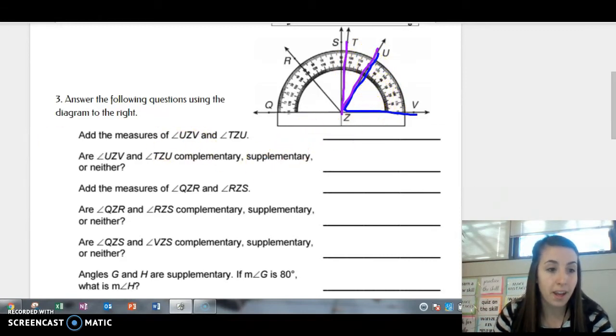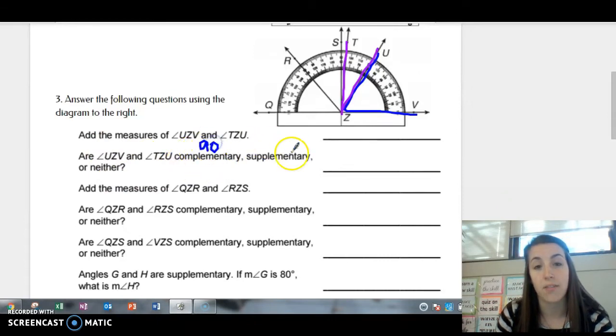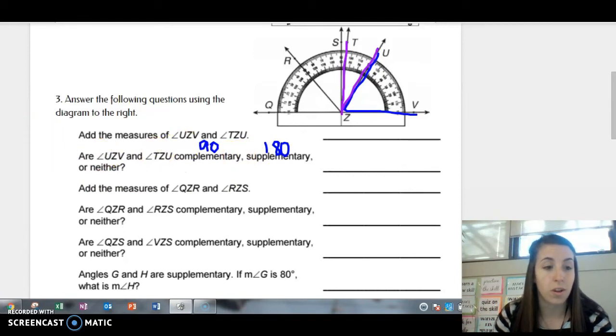Then you are going to add those two measurements together. When you do, it wants to know if they are complementary, which means they add up to equal 90, if they are supplementary, which means they add up to equal 180, or if they're neither, it doesn't do any of those. You would put your answer there on the second line.